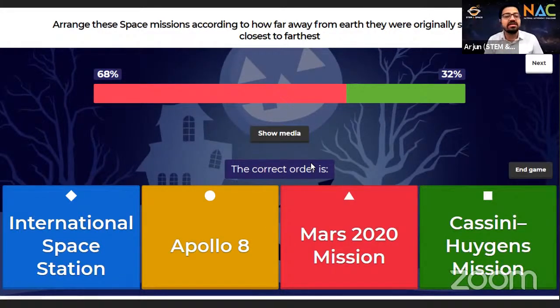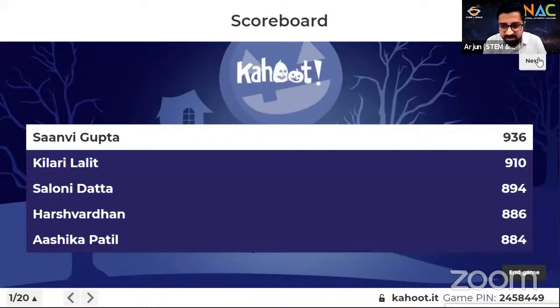And finally, we have the Cassini-Huygens mission. Now this mission was sent to Saturn, right? Since Saturn is the farthest away from Earth out of these four, that mission comes last. So this is the correct order. 32% of you were able to give it correctly. Let's see who managed to land on the podium. The students on the podium are Sanvi Gupta, Kilari Lalit, Saloni Datta, Harsh Vardhan, and Ashika Patel. Great job, students. You played wonderfully well.